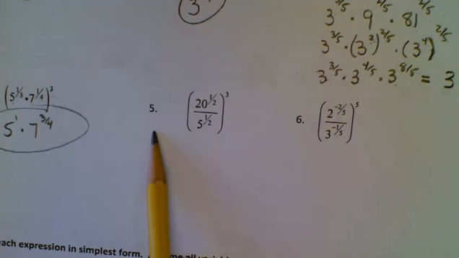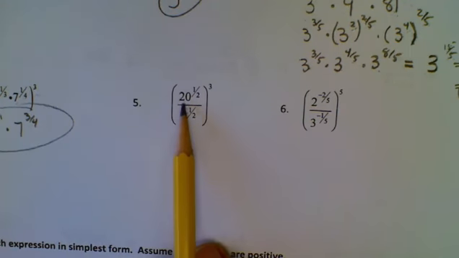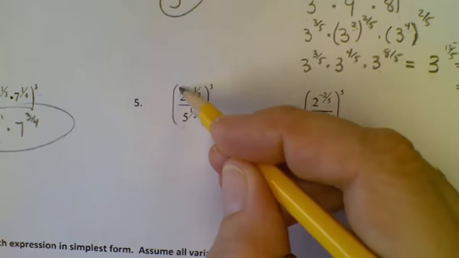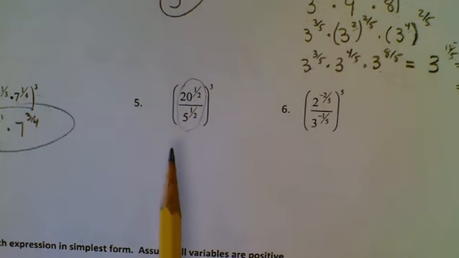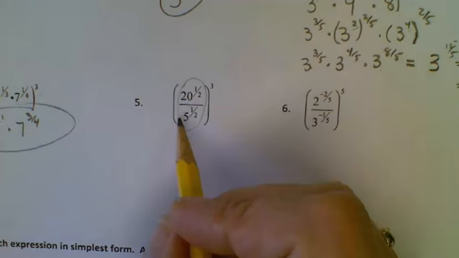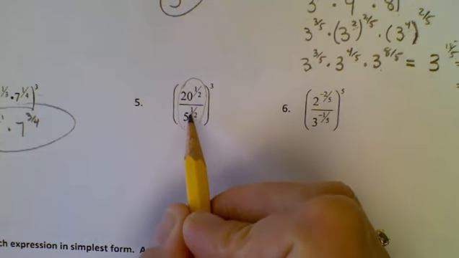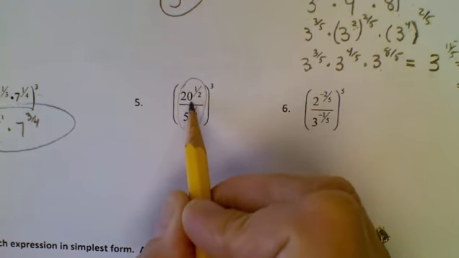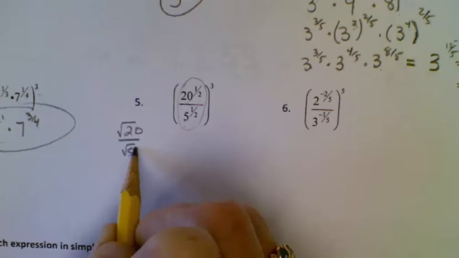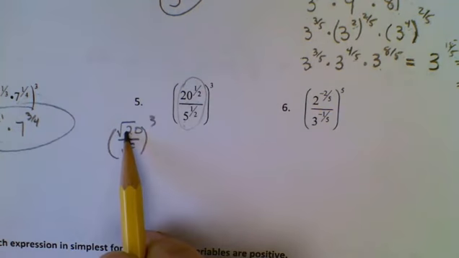All right, in number 5, now these are not the same base, nor can I get them to be the same base. But what I can see is that if I think about them as radicals, that's like the square root of 20 to the 1st over the square root of 5 to the 1st. And we've talked about that if they're both the same root, you can actually combine them together. So when I see 20 to the 1/2 divided by 5 to the 1/2, as long as they're both raised to the 1/2, it's like having the square root of 20 over the square root of 5. And I can simplify those.